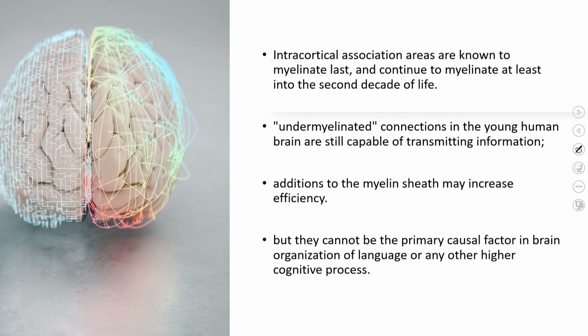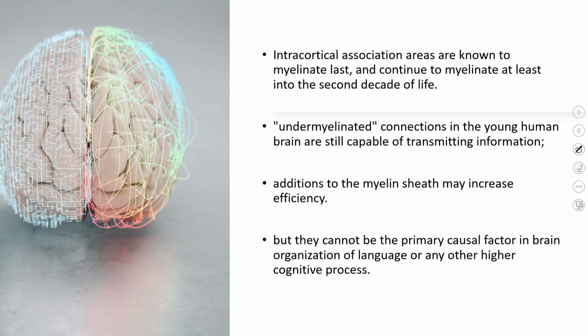Intracortical association areas are known to myelinate last and continue to myelinate at least into the second decade of life. So, this is not a very short process, it goes on for a very long time, starting with the very beginning of postnatal life till the second decade of life. Of course, the sensory areas get developed first, followed by motor areas, followed by the other intracortical association areas.